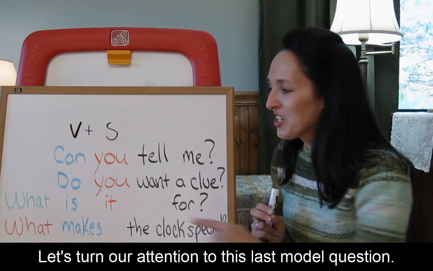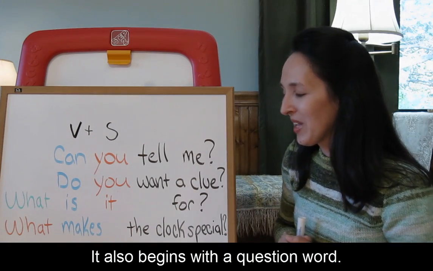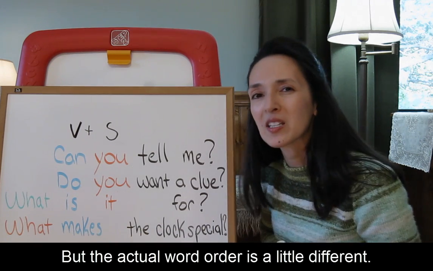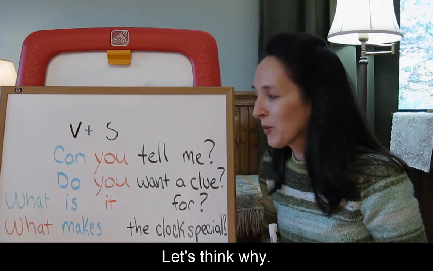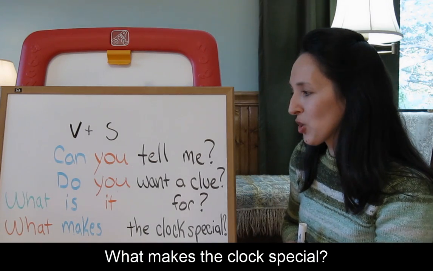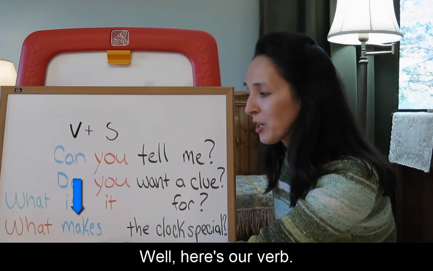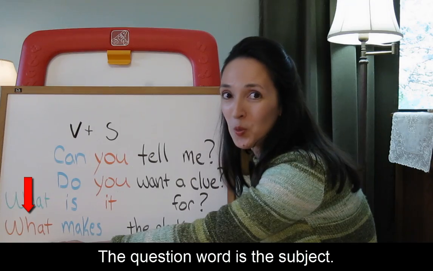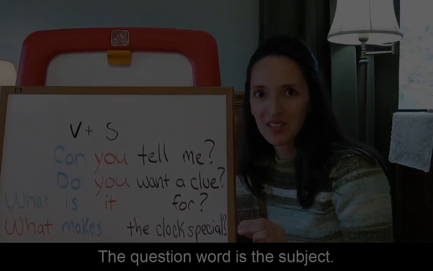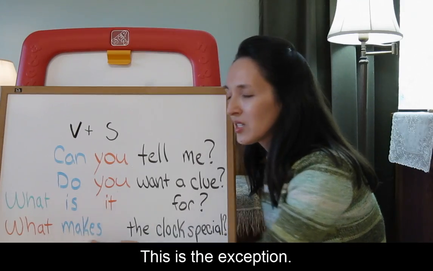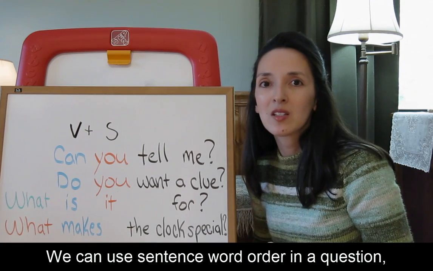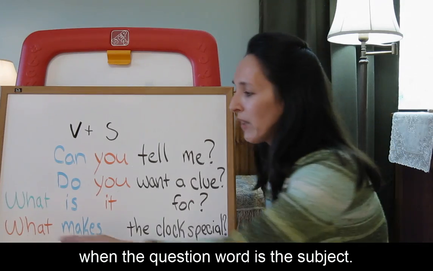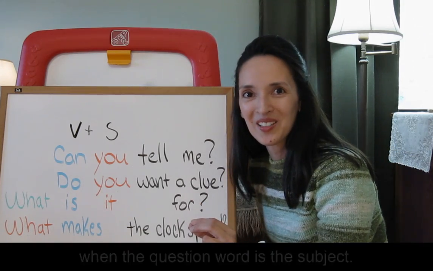Now, let's turn our attention to this last model question. It also begins with a question word, but the actual word order is a little different. Let's think why. What makes the clock special? Well, here's our verb. Where's the subject? The question word is the subject. So this is the exception. We can use sentence word order in a question, but we can only use that word order when the question word is the subject.